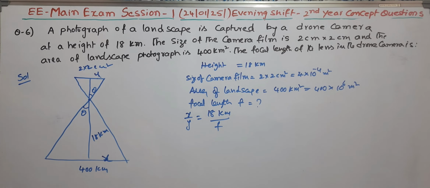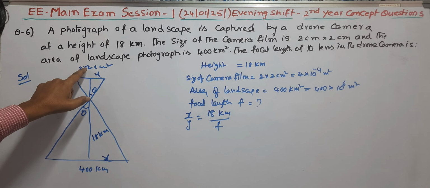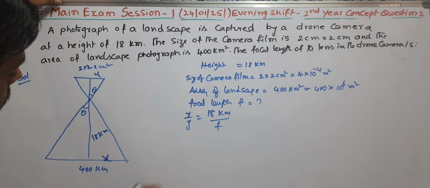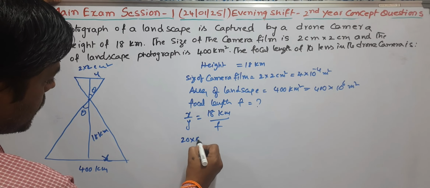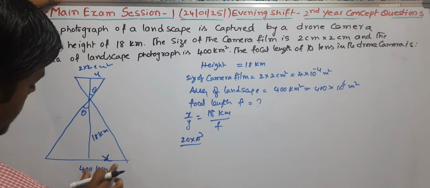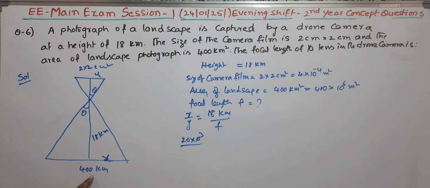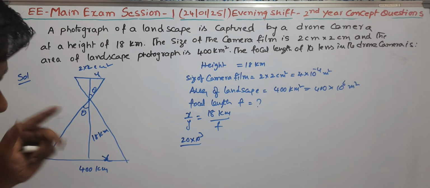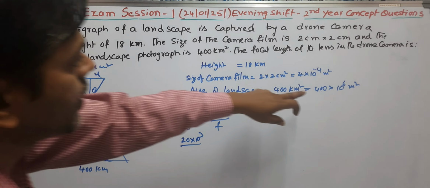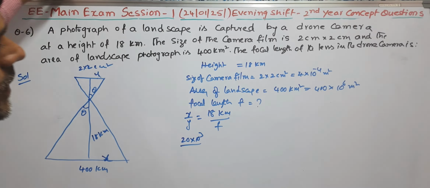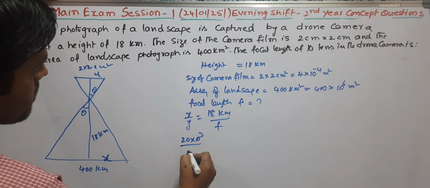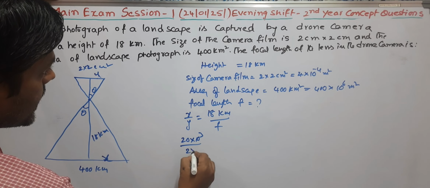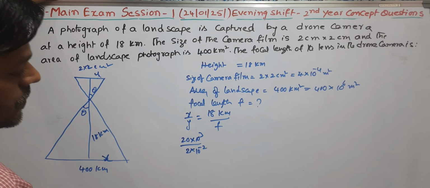Okay, so what is the x value? 20 into 10 cube, isn't it? Why? Because 20 into 20 is equal to 400 kilometer square, and kilometer means 10 power 3, so 20 into 10 cube, divided by 2 into 10 power minus 2.